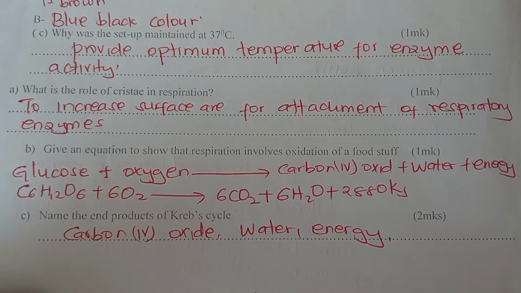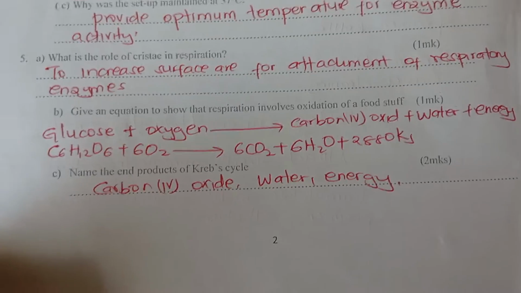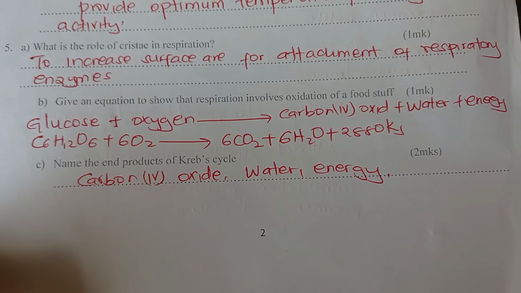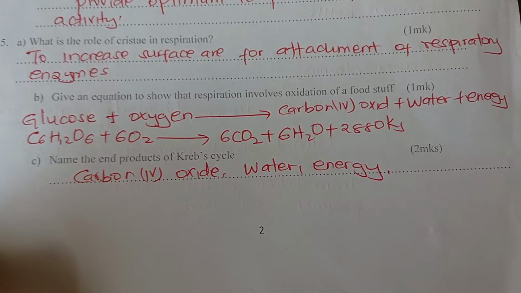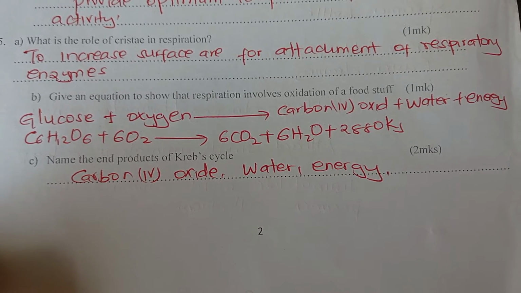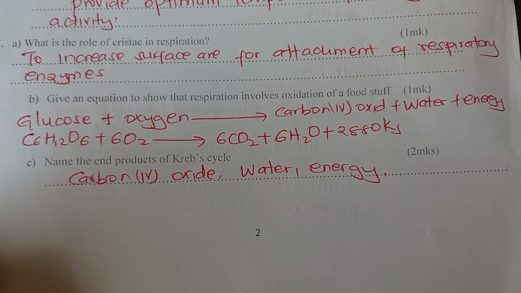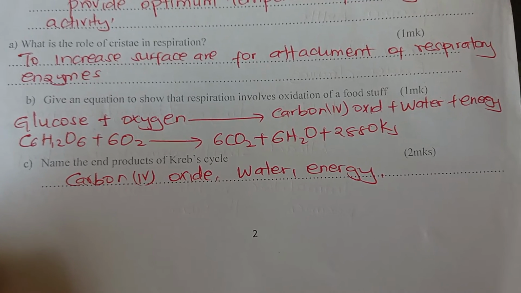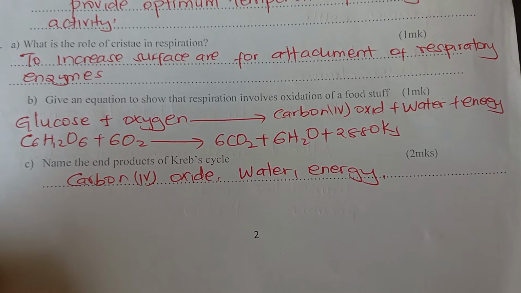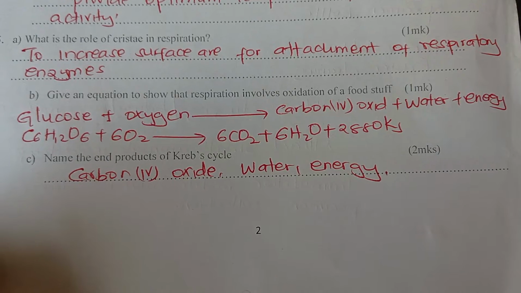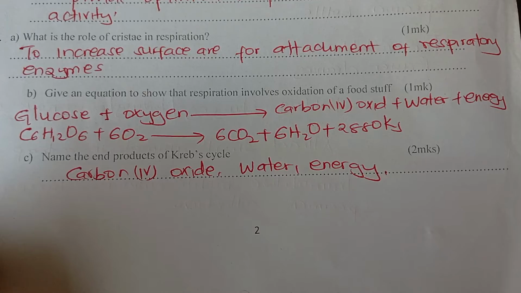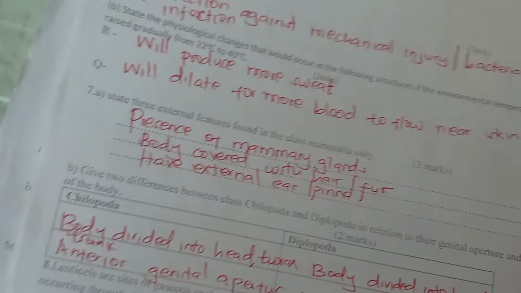So what is the role of cristae in respiration? These are the inner folding of the mitochondria. They increase the surface area for attachment of respiratory enzymes. Give an equation to show the respiration that involves oxidation of foodstuff. So it is glucose plus oxygen to give carbon dioxide, water and energy. That is the equation for respiration, aerobic respiration in that matter. Name the end products of the Krebs cycle: that is carbon dioxide, water and energy.